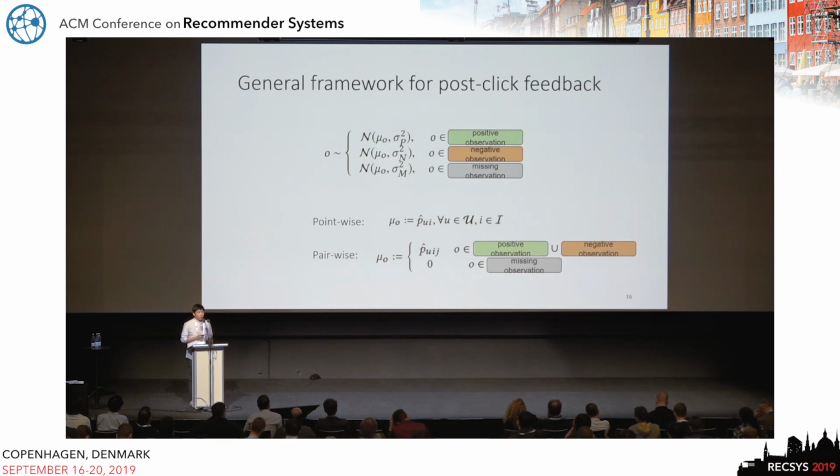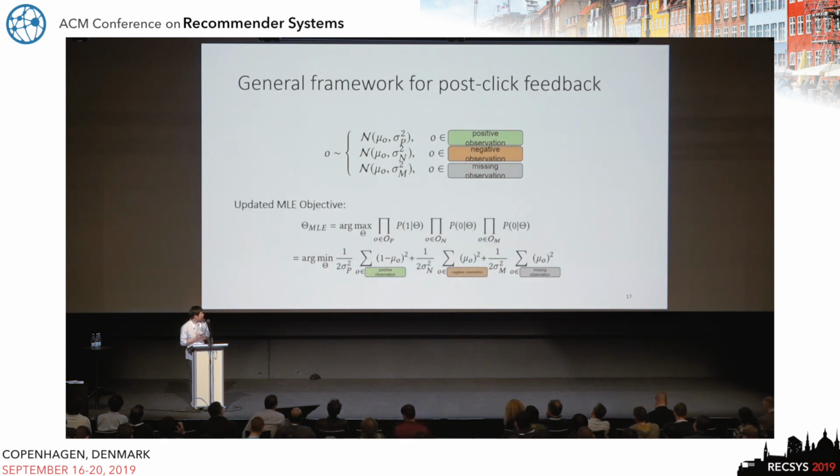Under the pointwise models, the mean of the Gaussian distribution will be a model-predicted score for a certain user-item pair. Under the pairwise setting, this can be interpreted as the probability of item I being ranked above item J for a certain user U. So the updated MLE objective can be written as the equation on this slide. We use the variances of the Gaussian distributions to control the weights we put on different sampled observations from these three sets of observations.